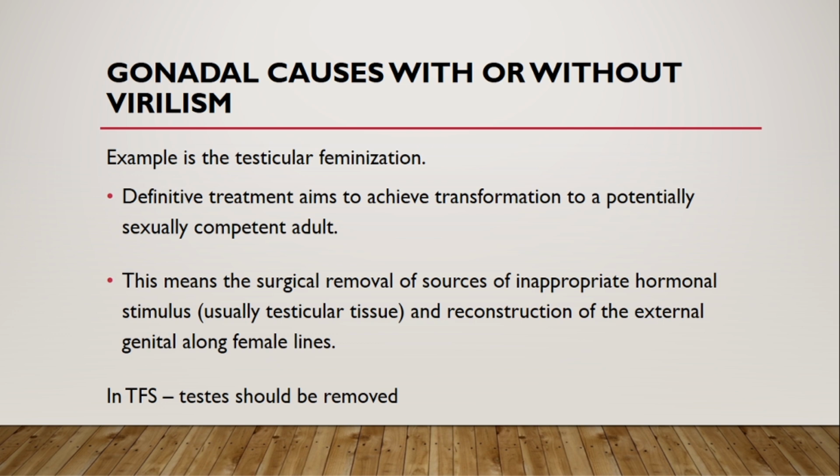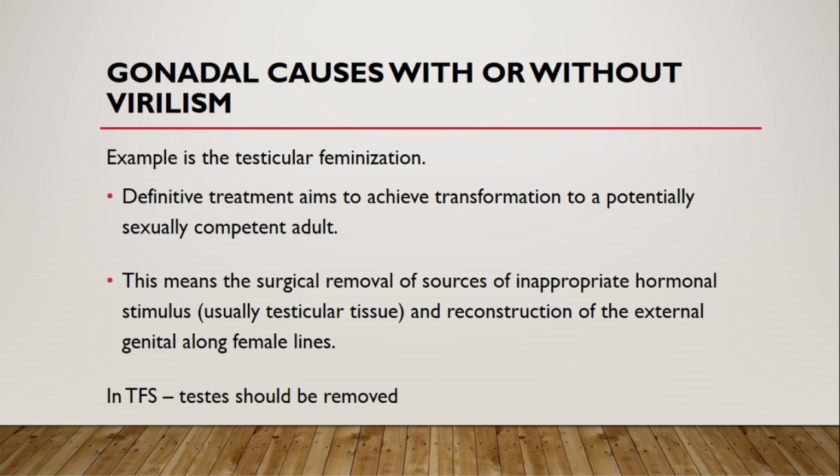Because in this patient with testicular feminization, they are tall, they have breast development, they have scanty axillary or pubic hair, but there is a very small vagina, and there is no uterus. So the aim of treatment is to achieve transformation to a potentially sexually competent adult. And this means that surgical removal of the sources of inappropriate hormone stimulus, the testes in particular, and reconstruction of the external genital structure along female lines must be done.